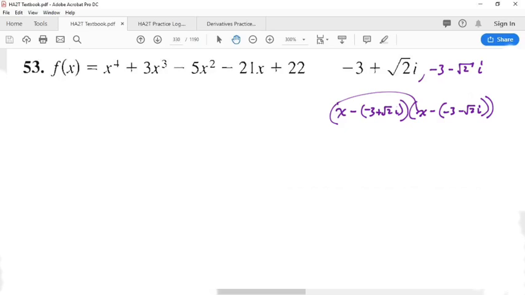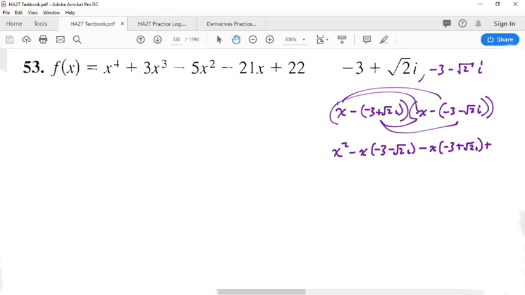X times x, that'll be x squared. X times that, though, is going to be negative. Don't forget the x. X, -3 minus square root of 2i. And then we've got to go this guy times that guy. Oh, my gosh. I hate my life. All right. And then the last one, this guy times this guy. Since it's a negative times a negative, it's going to be a positive.